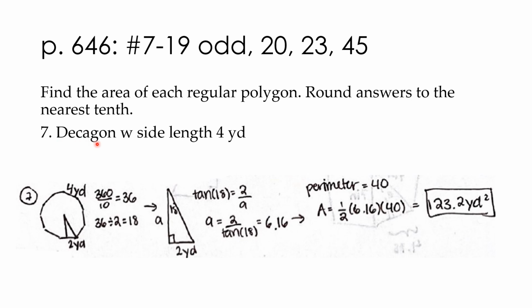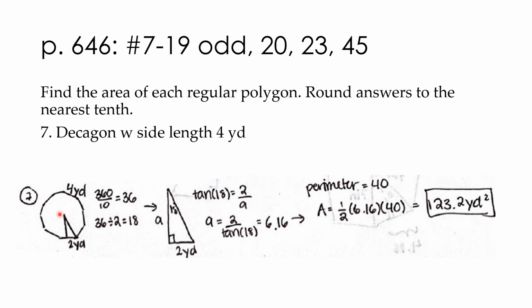So this number 7 was a decagon, so 10 sides with a side length of 4 yards. I remember I told you in my lesson that my decagons are pretty awful usually, so this is supposed to be a regular decagon, so pretend it is, with a side length of 4 yards. Imagine if I had drawn my radii in here and split it up amongst 10 segments, then I'd have 36 degrees in each of those central angles, splitting it up amongst 10 parts.